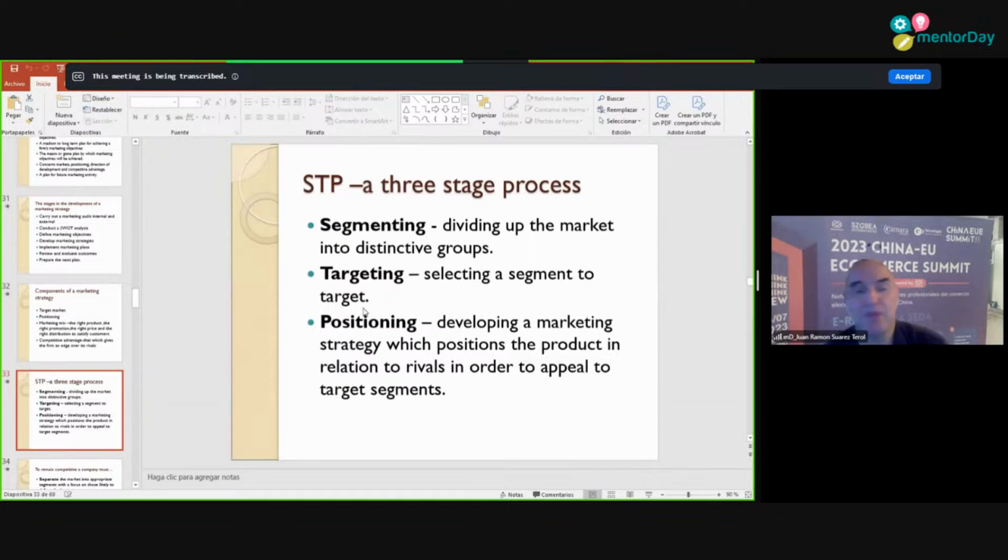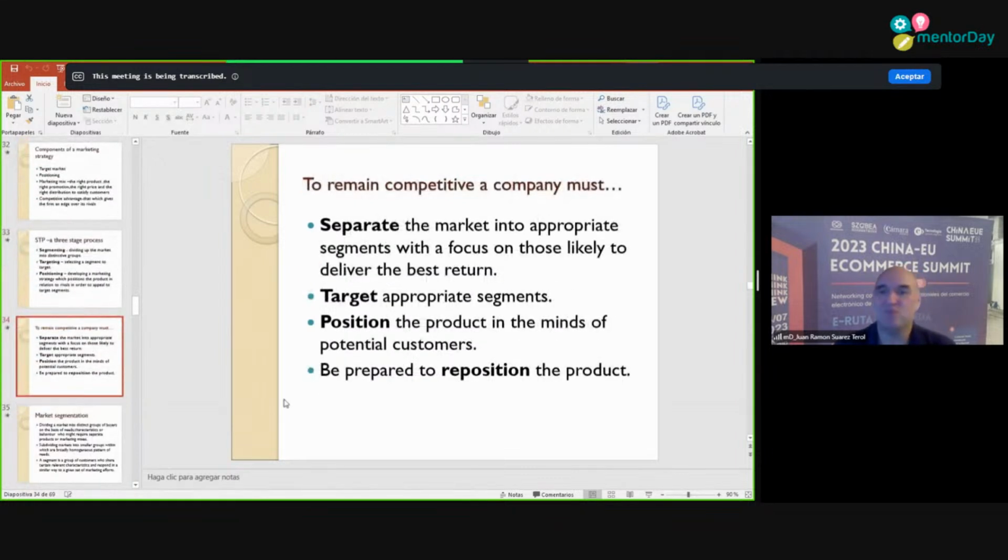At the same time, you have different targets, and the third step we need to do now is positioning. When we have different targets, we have to approach them with different positioning. That is developing a marketing strategy which positions the product in relation to rivals in order to appeal to target segments. We have different targets, and we also have a different portfolio. Regina says that they have different services for different targets. So now we have to position our products or our services to those targets. And this is the most difficult thing to do, obviously, as you can understand. So it is very important to remain competitive.